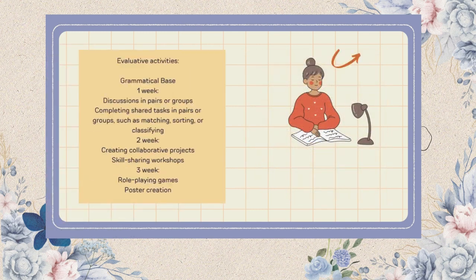The duration is 3 weeks. The evaluative activities: grammatical base, 1 week. The first week: discussion in pairs or groups, complementing shared tasks in pairs or groups, such as matching, sorting, or classifying. Second week: creating collaborative projects, skill sharing workshops. And the third week: role-playing games, poster creation.